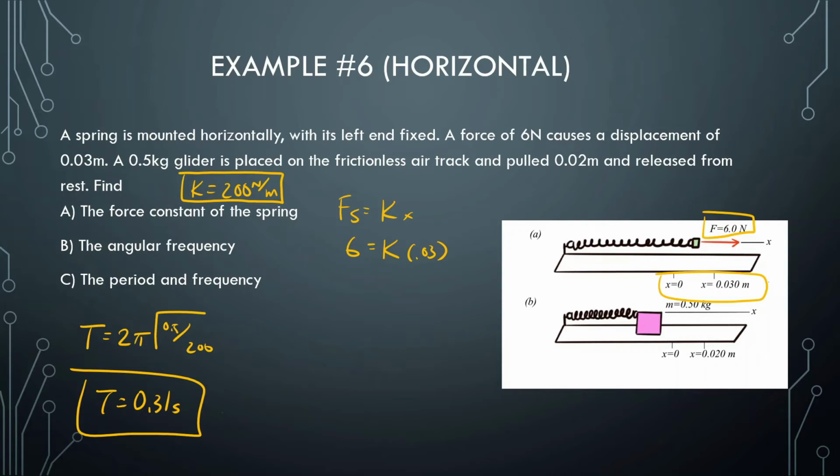Next, I'm going to find the frequency. Again, we should know frequency is 1 over period. So that means we could do frequency is equal to 1 divided by 0.31. So 1 divided by 0.31, and we should get around 3.23 hertz.